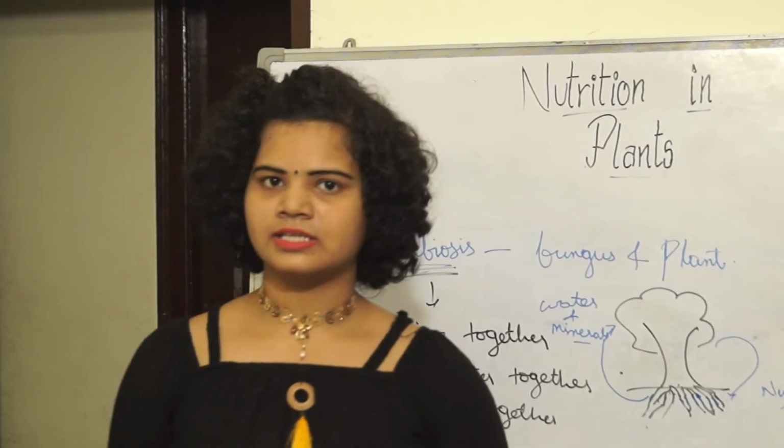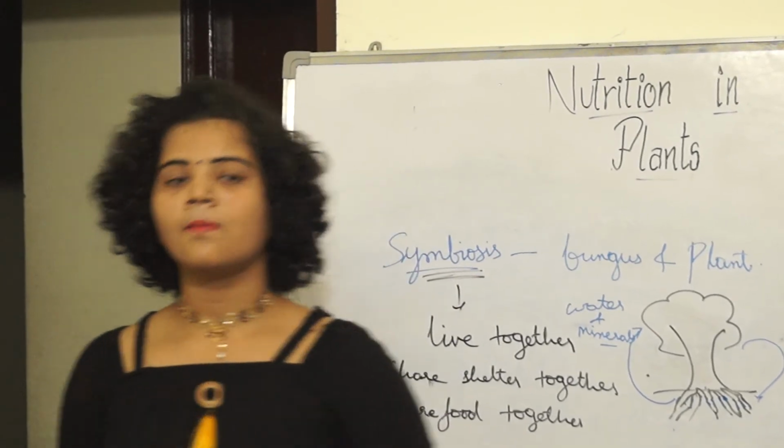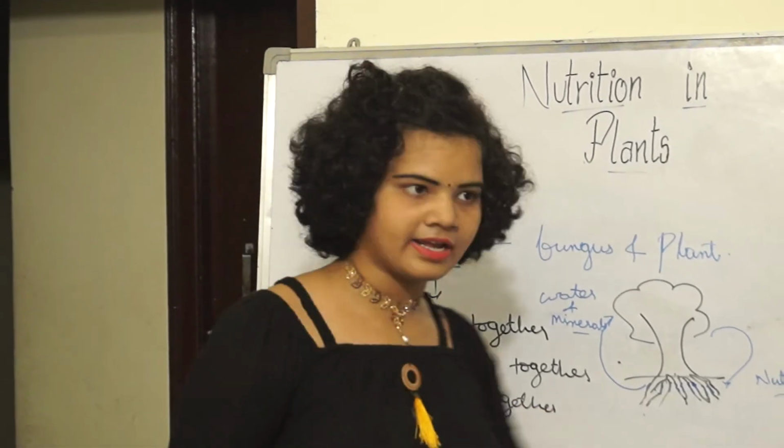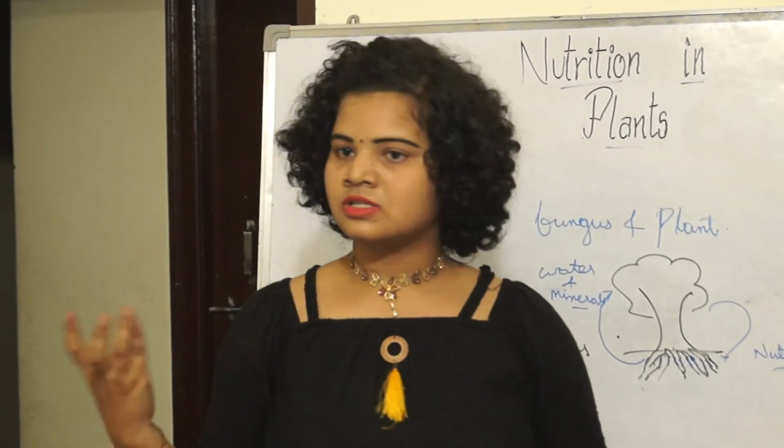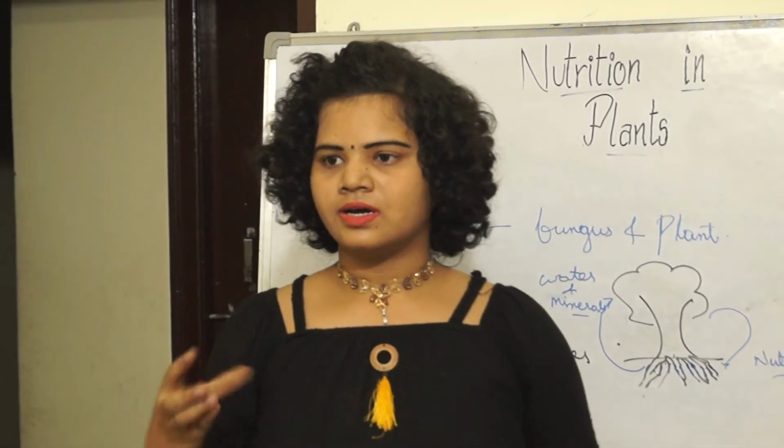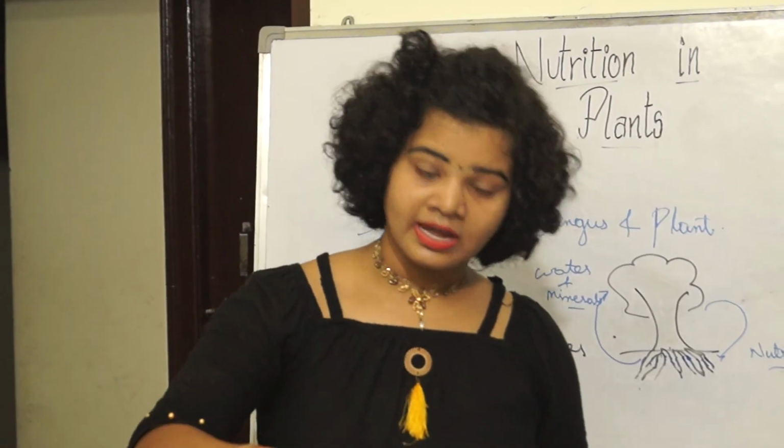Okay, and now the plants, they need nitrogen gas, right? Mostly the plants need nitrogen gas. So how can they get? You have the bacteria which stays under the roots, where this bacteria tries to absorb the nitrogen gas. Or else the plants can also take the nitrogen gas in another way.